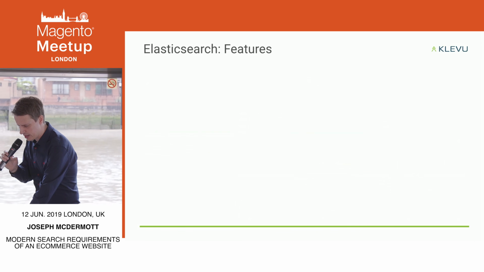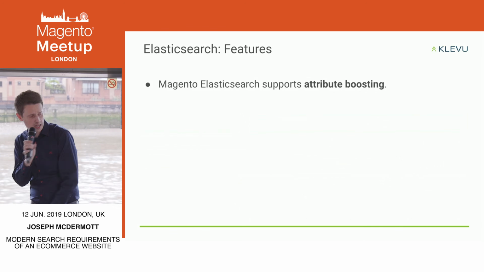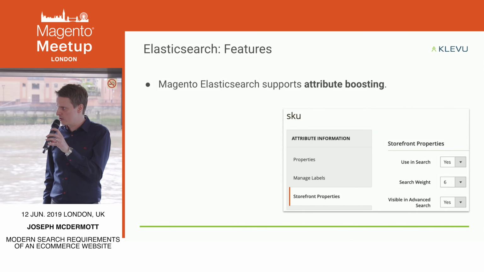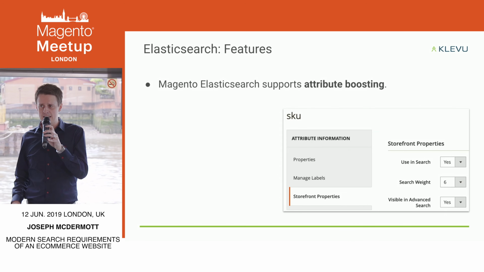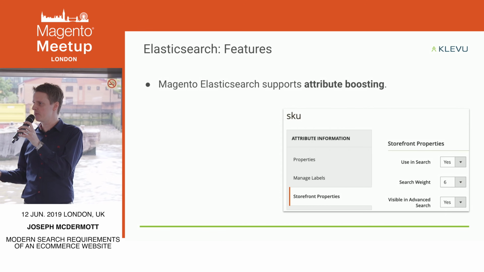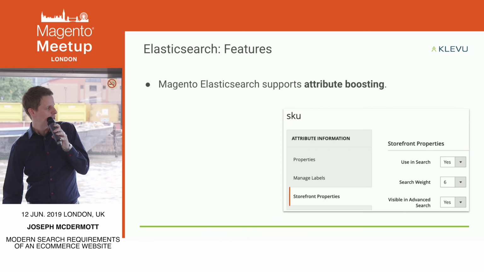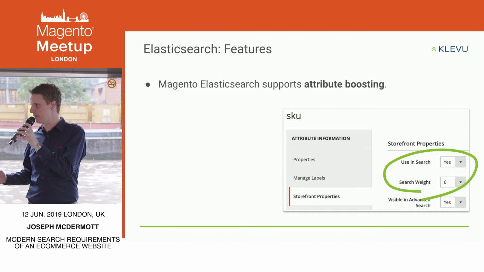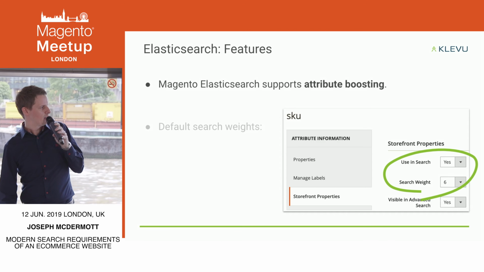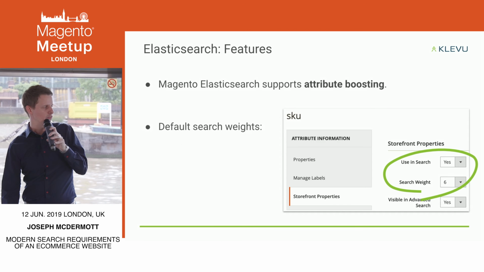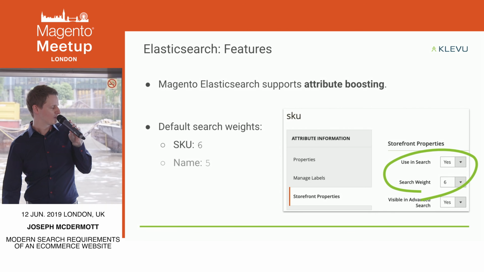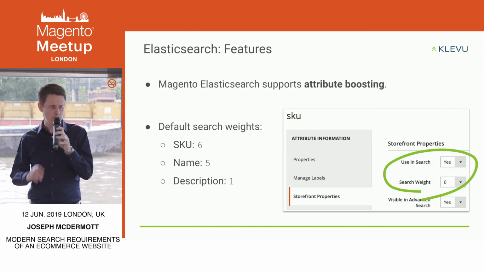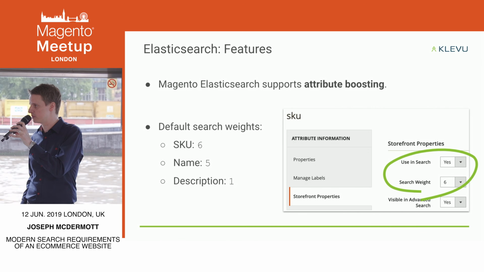The second feature that Magento Elasticsearch supports is attribute level boosting. What that means is that in your product catalog, you can configure any attribute, so your color, your name, your description, anything you want, to be included in the search calculation. Furthermore, you can add a priority of 1 to 10. This is called boosting. The default search weights that Magento comes with out of the box are, for SKU, 6, name 5, and description and all of the other attributes are 1. And out of the box, Magento only actually includes a few of the attributes for search.